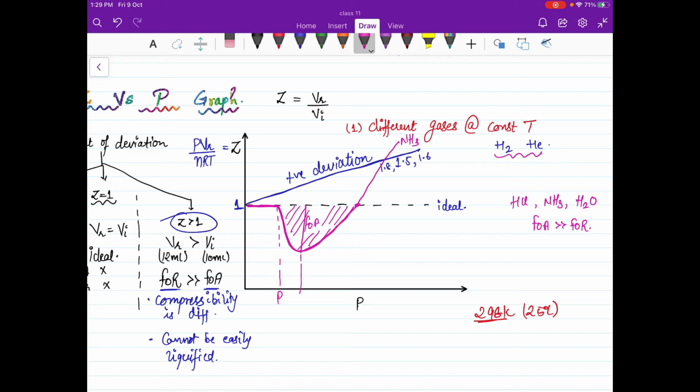So why does this happen? Because we know that you can bring two particles closer only to a certain extent.